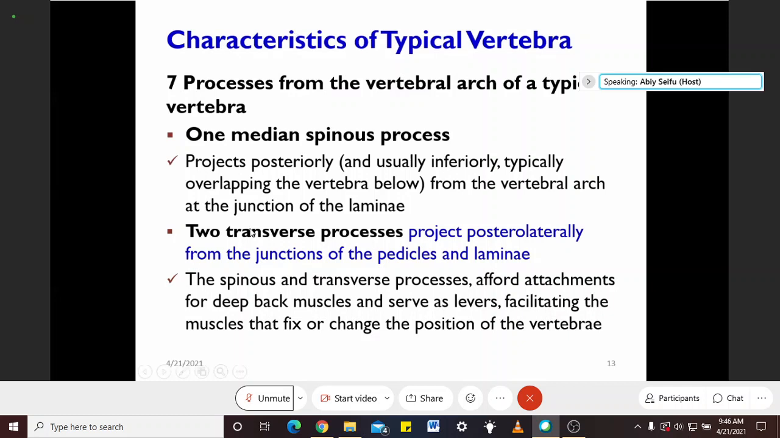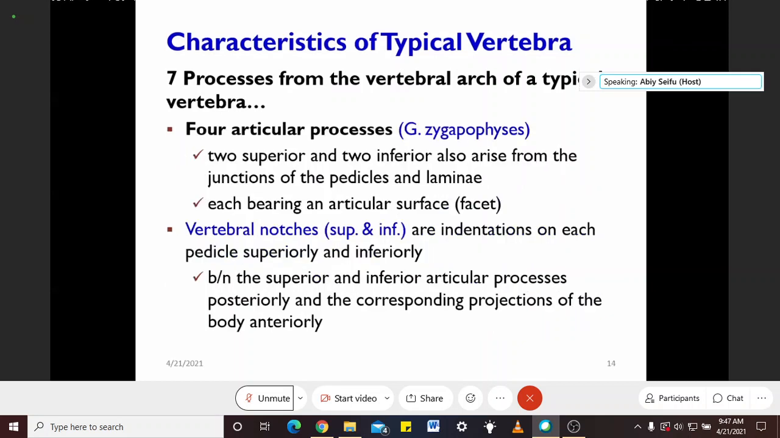There is also another process, which is the transverse process, that projects posterolaterally from the junction of the pedicle and the lamina. And this transverse process as well is used for the attachment of muscles.